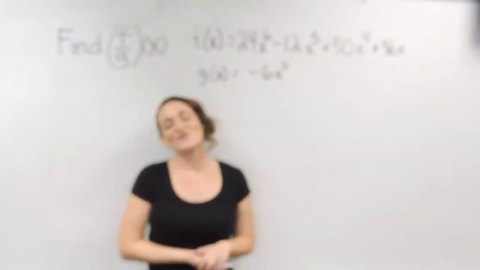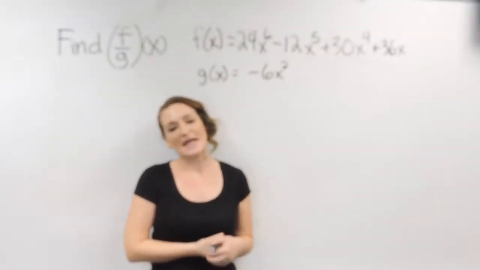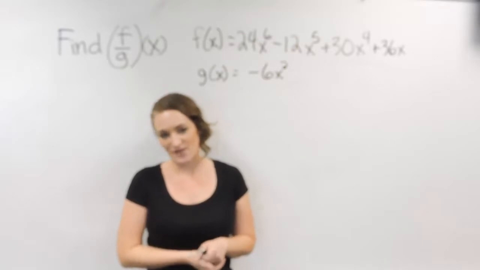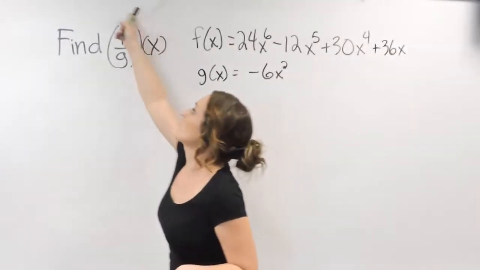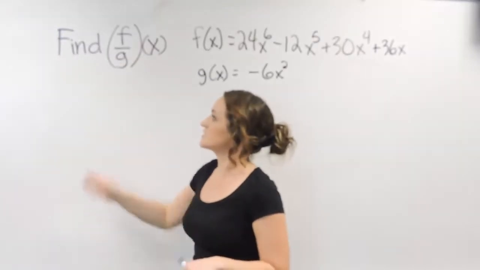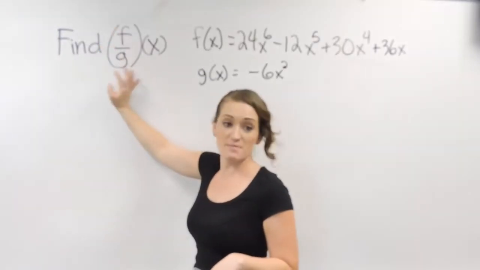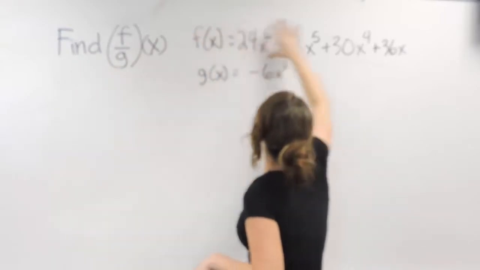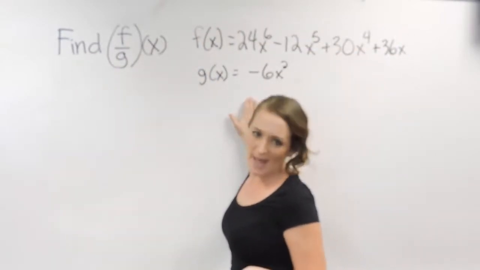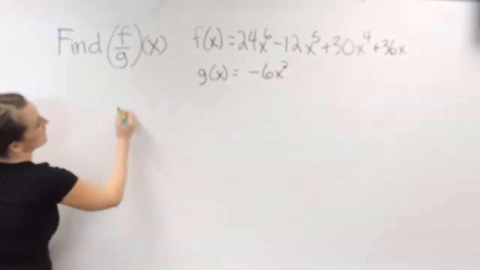All right, so this video is going to talk about how to divide two polynomials together, specifically when they're given to you in function notation. So over here we have our instructions that tell us to find f divided by g of x. All that means is it says to take f of x and divide it by g of x. So that's going to look something like this.